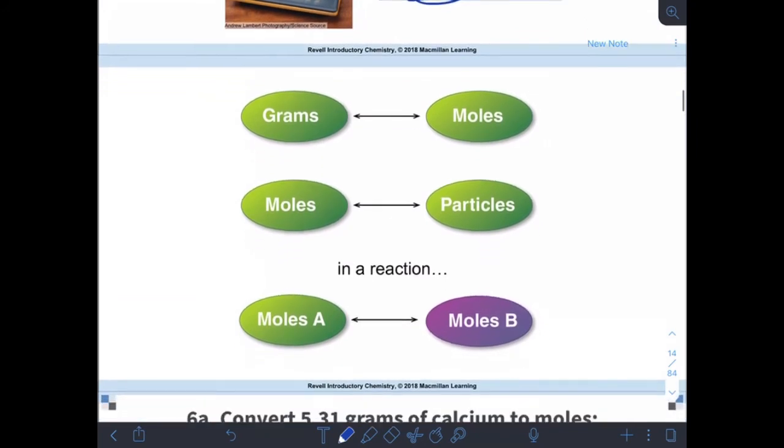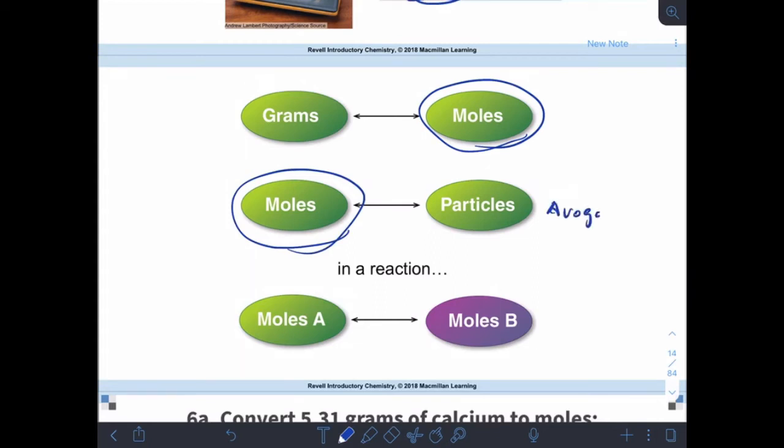So now we have several different ways to relate things, right? And the important ones are, how do we relate to moles? We have a couple of different ways to do that now. We have grams to moles, and we have particles to moles, and particles is related through Avogadro and his number. Right? And grams to moles comes from the periodic table.